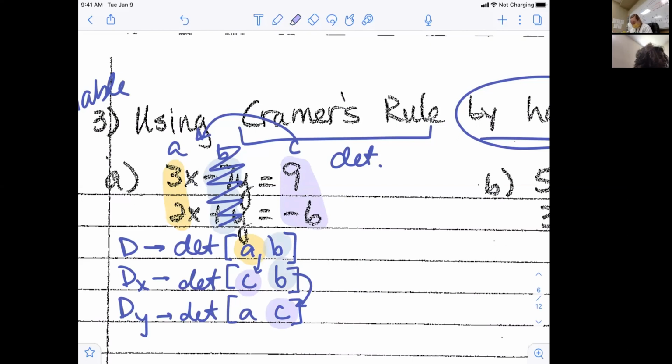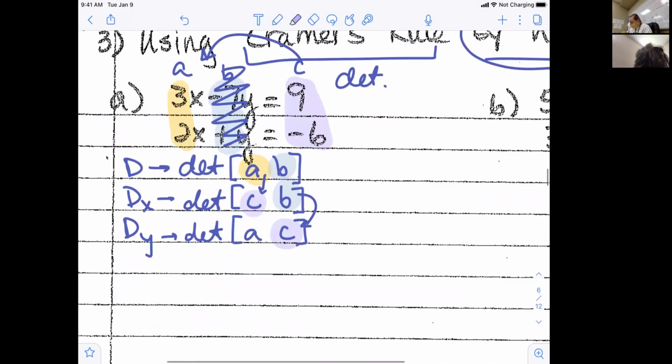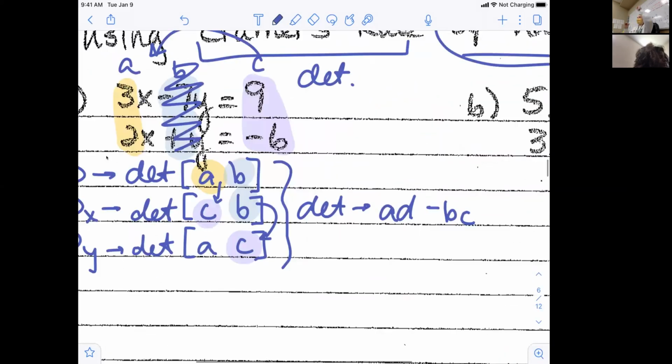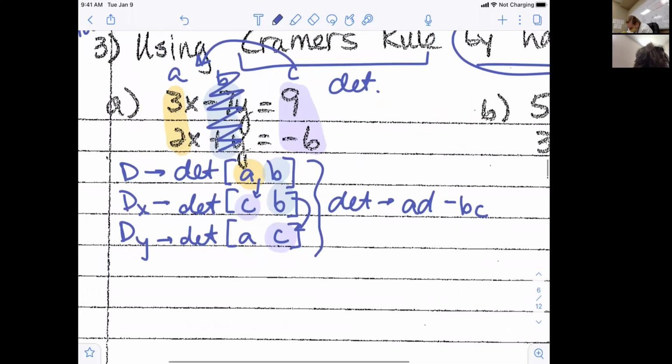So we have to find all three of these determinants. Remember, I thought I went crazy there for a second. Like, what do I hear? Remember that the determinant is the same thing as like A times D minus B times C. So if you forgot what the determinant was, it's like the first and the last number multiplied together minus the two middles multiplied together. So I'm going to do D first.